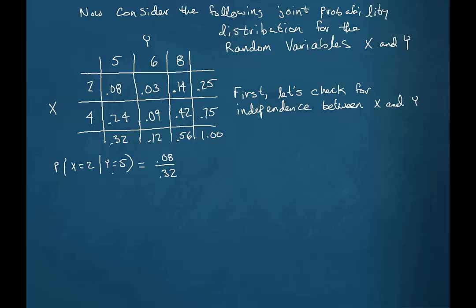We're given that y is 5, so we only care about this column, and the entry in that column where x is 2 is 0.08. So 0.08 divided by 0.32. And this gives us a value of 0.25, which is in fact the probability that x is equal to 2, this entry. So we have not violated the condition of independence yet, so we'll continue on. And we'll do this for every entry in this table.